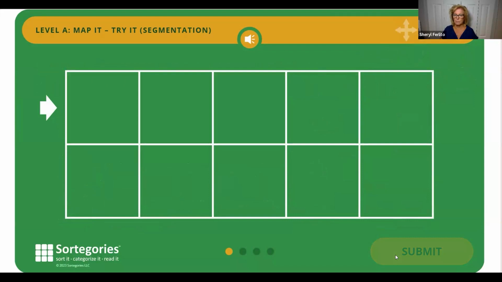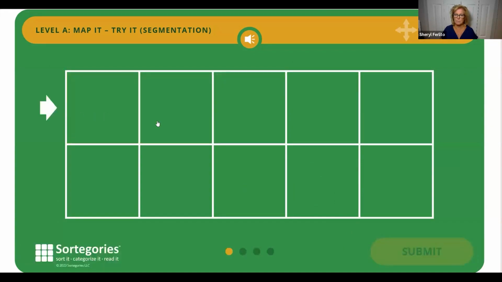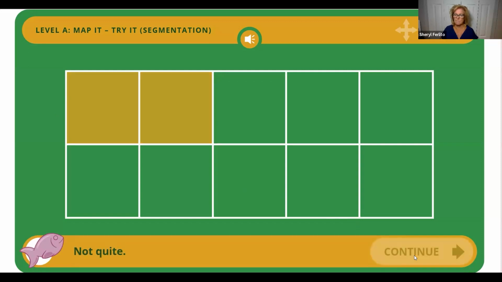The word is flag. If I don't understand, I'm maybe just learning my blends and I don't have that quite right, I get another chance to try again. The word is flag. Not quite. Flag has 4 sounds. And here's the corrective feedback, with the word spelled with 4 letters: F, L, A, G. Flag.